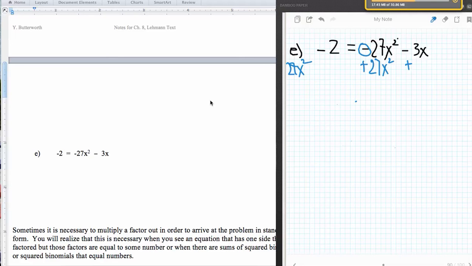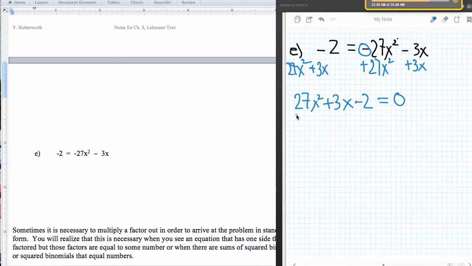All right, so this one I decided that it was lacking a negative 3x on this side. So we're going to move a positive 3x, and we are continuing 8.5, solving polynomial equations using the zero factor property. So I'm going to add a 3x to this side as well. And now I'm going to have 27x squared, and then plus 3x, and then minus 2. And that's going to be equal to 0.